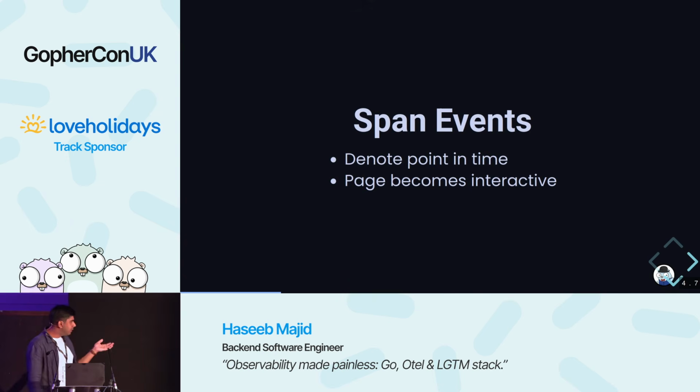We also have span events, which denote a single point in time. For example, when a page becomes interactable, maybe that's a span event. There's a bit of confusion about when to use attributes versus when to use events. You want to use an event when the timestamp is relevant. If the timestamp is important to that piece of information, use an event. Otherwise, just use attributes. Again, just providing a bit more context to your span if you need that.